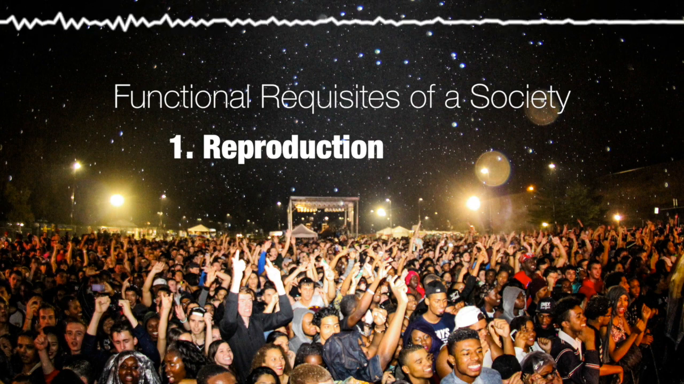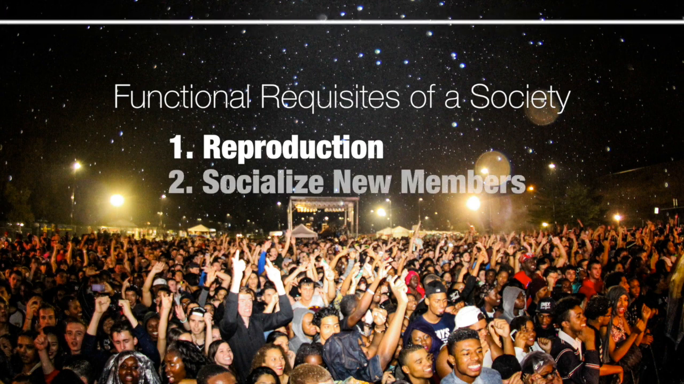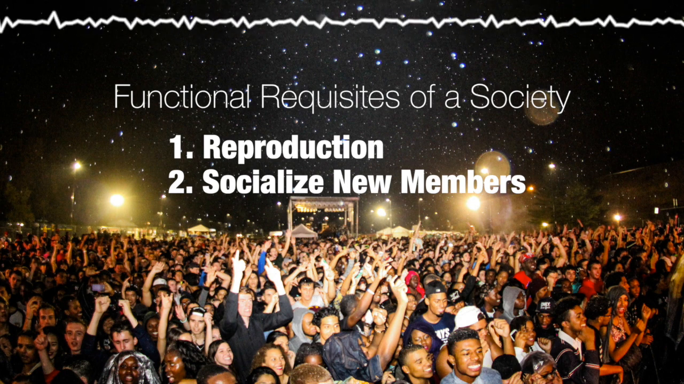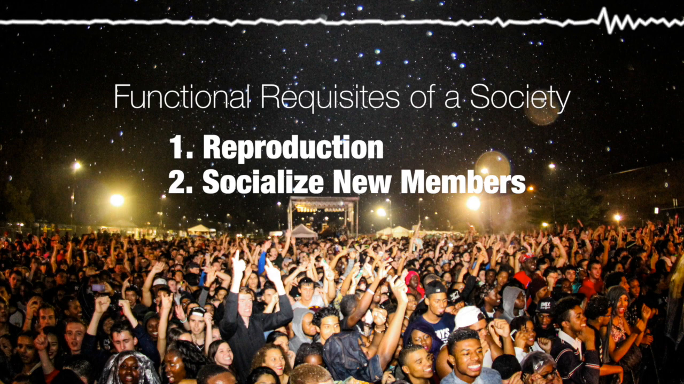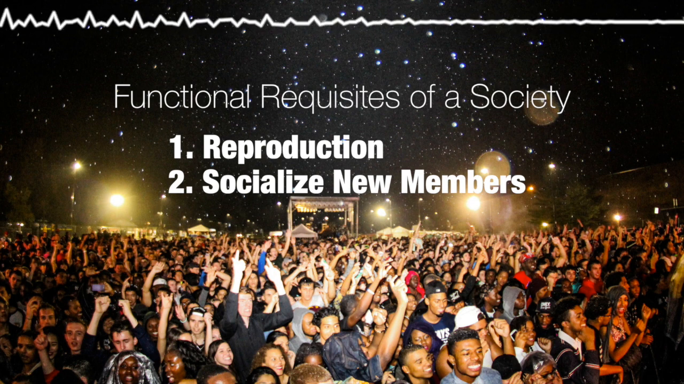The second of the 5 functional requisites is socializing new members. So as these new members are being produced, you must, as a society, socialize these new members into the society. That is, teach them the norms, values, expectations, those types of things in society. So the second one is socializing new members. This one is pretty self-explanatory. If you don't socialize people into your society, then they aren't going to be members of your society, and your society is not going to exist.